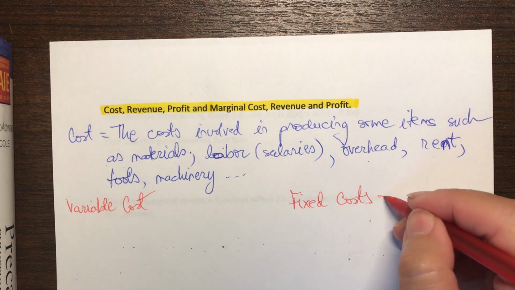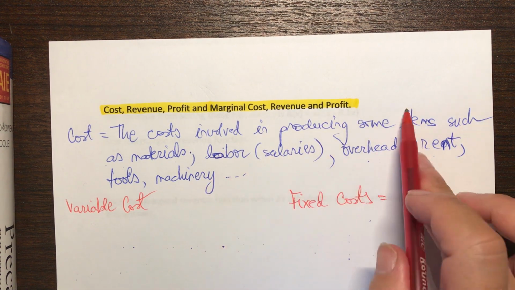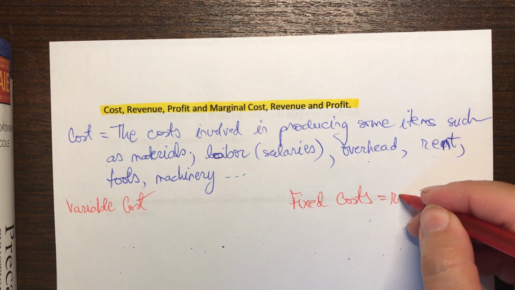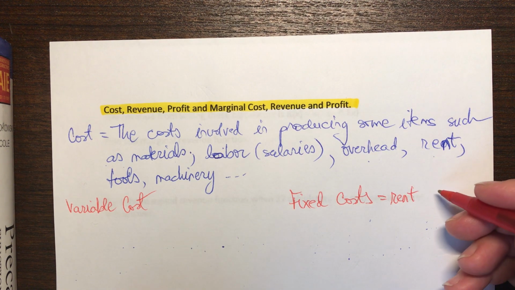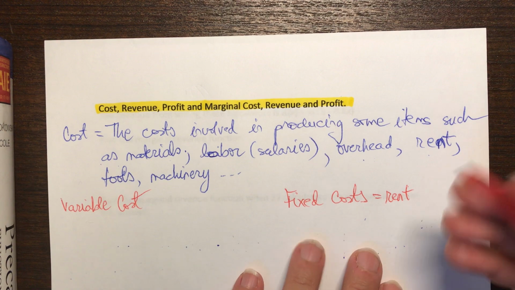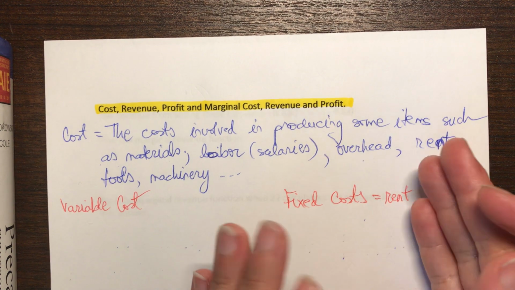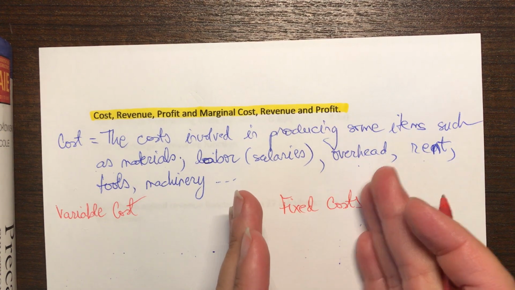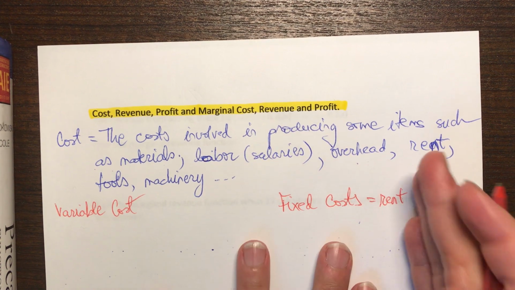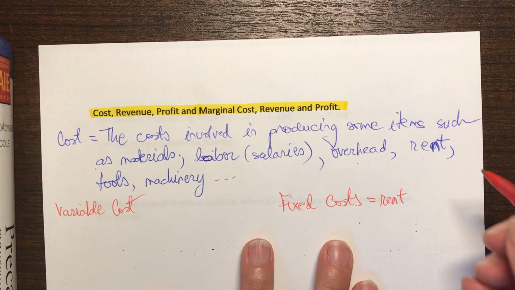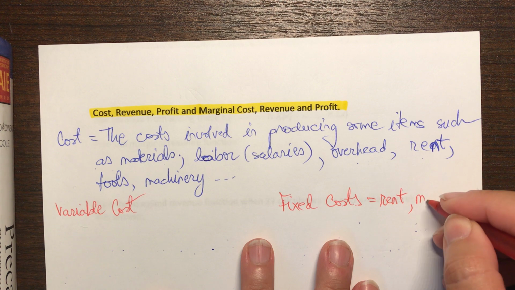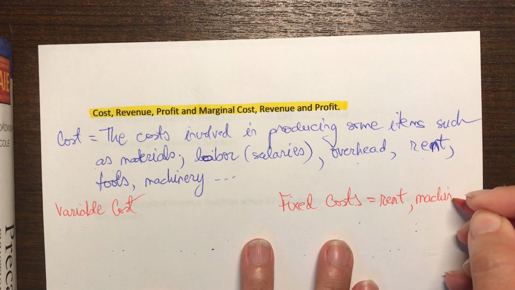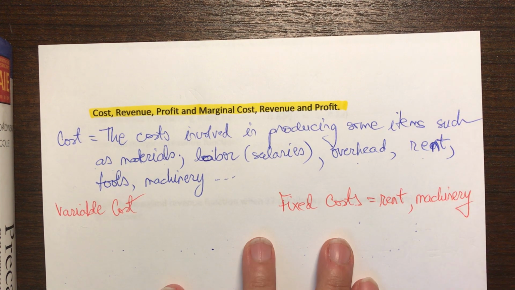So a fixed cost, if you're looking at this list, would be what? The rent you're paying, which again, yes, can be changing. Maybe your rent goes up, but it's definitely an amount that you have to spend the same every month, right? So it's fixed. Maybe the machinery you've already purchased, right? That's a fixed cost.